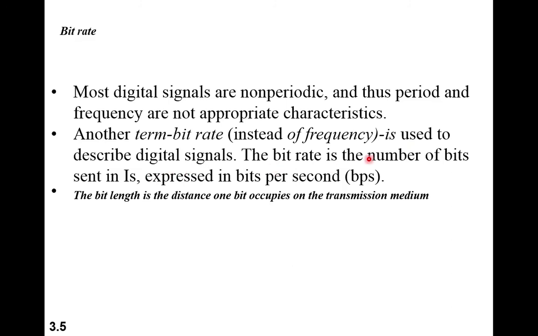The bit rate is the number of bits sent in 1 second. How many bits are sent in 1 second? This is called bit rate, or bits per second. It is represented as bps, and it shows the bandwidth. The bit length is the distance that 1 bit occupies on the transmission medium.